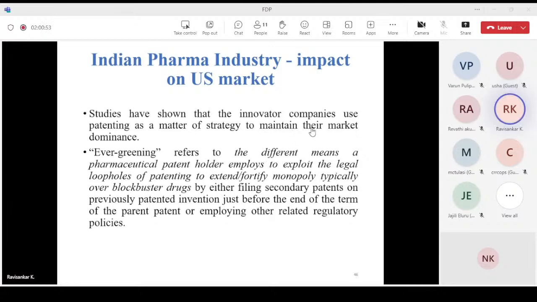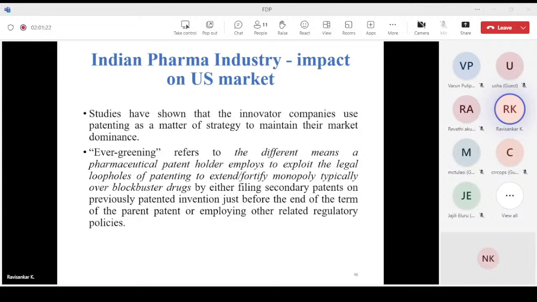So when you say evergreening, it refers to different means a pharmaceutical patent holder employs to exploit the legal loopholes of patenting to extend or fortify monopoly, typically over blockbuster drugs, by either filing secondary patents on previously patented invention just before the end of term of the parent patent or employing other related regulatory policies. Only for the appearance of the article and not how it works.